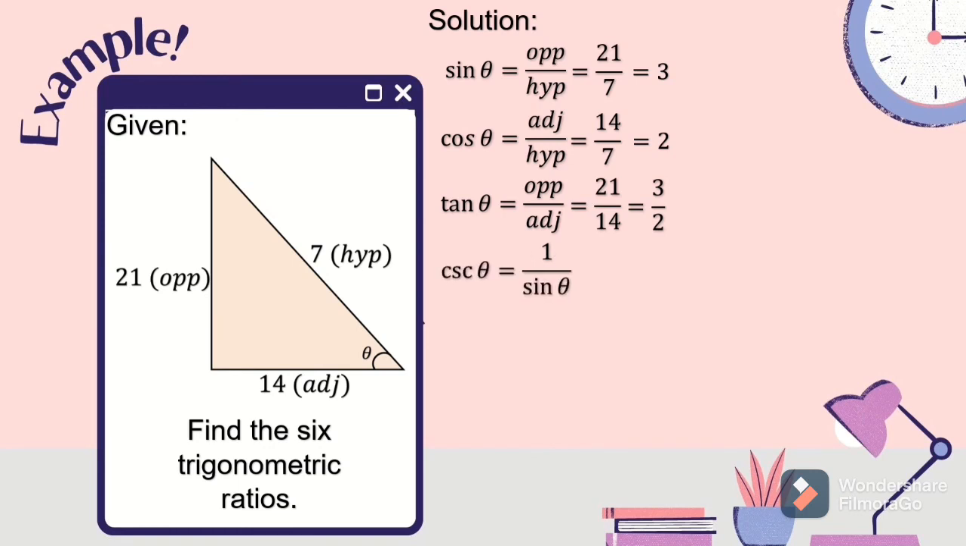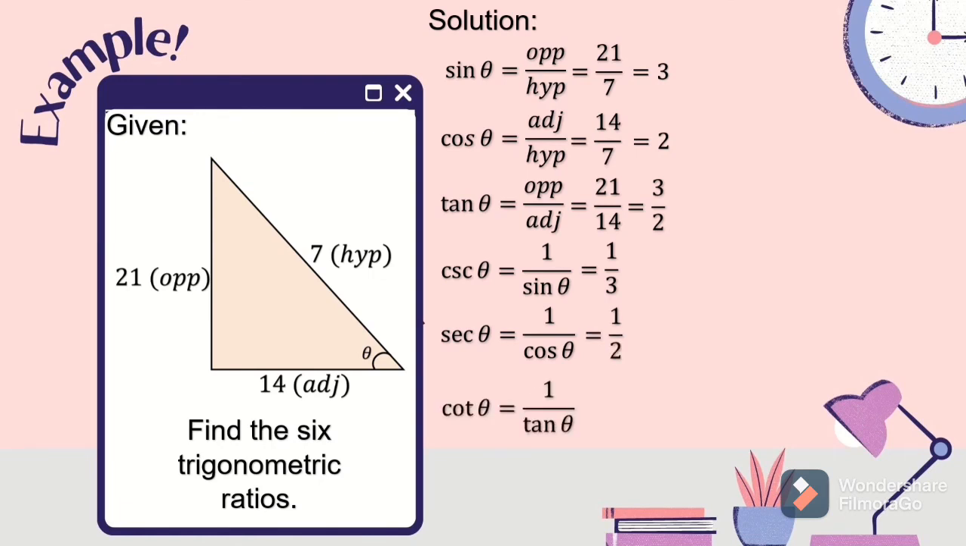Cosecant theta is the inverse of sine theta, 1 over sine theta. Our sine theta is 3, so we'll get 1/3. Secant theta is the inverse of cosine theta. We'll get 1 over cosine theta. Our cosine theta here is 2, so we'll get 1/2.